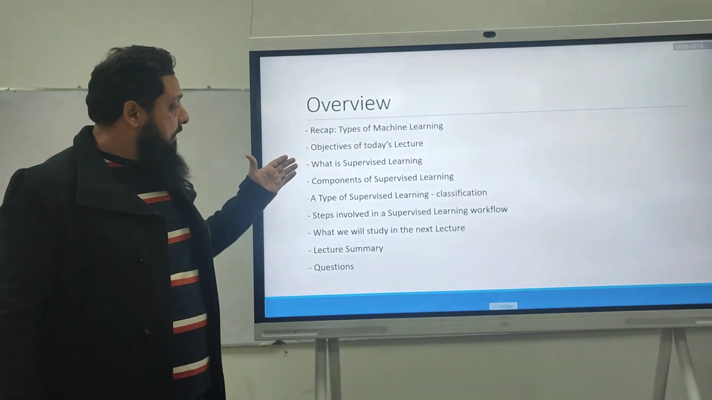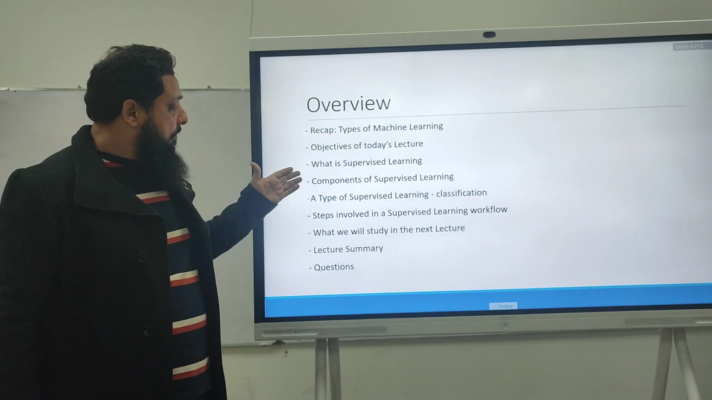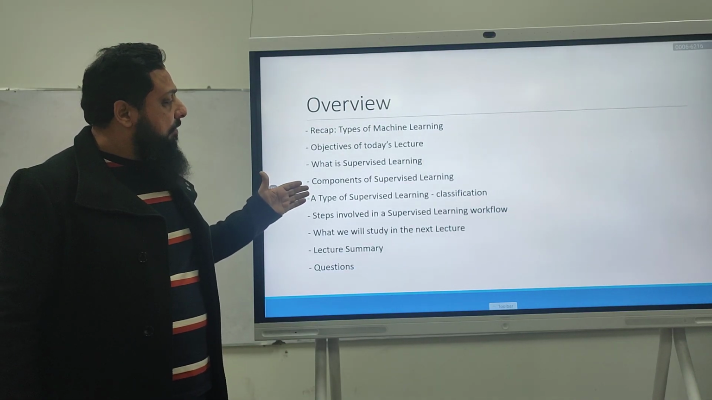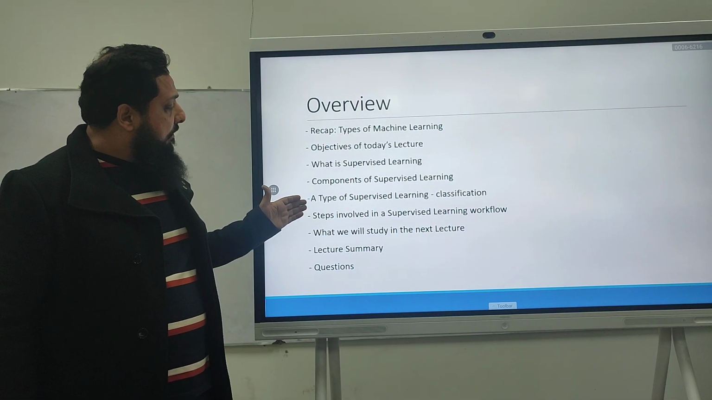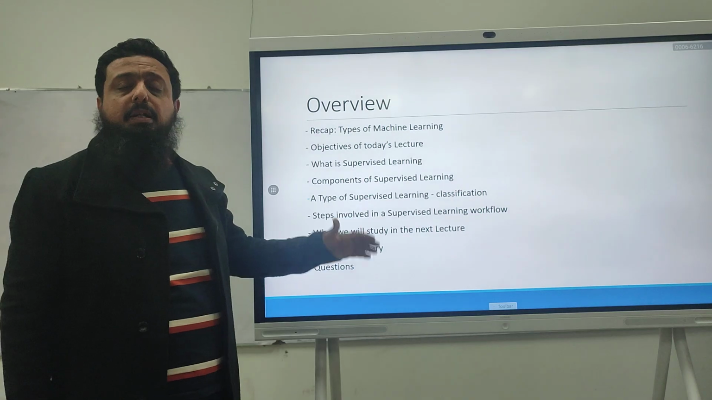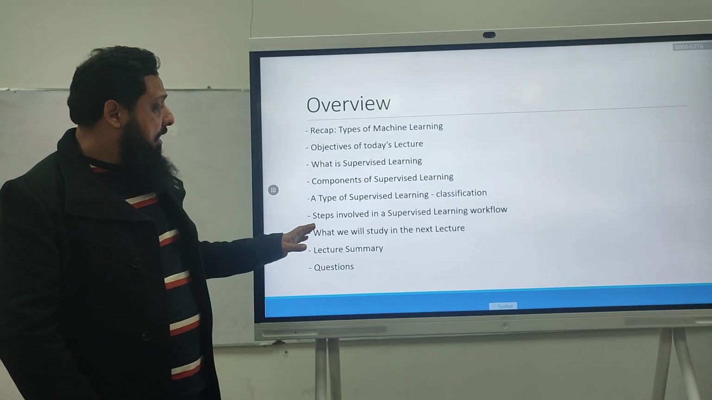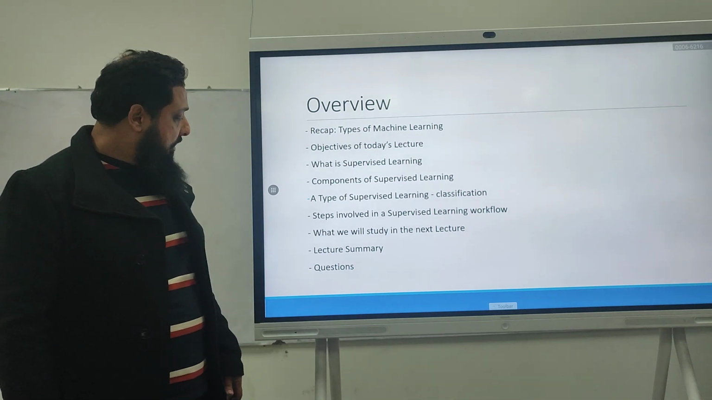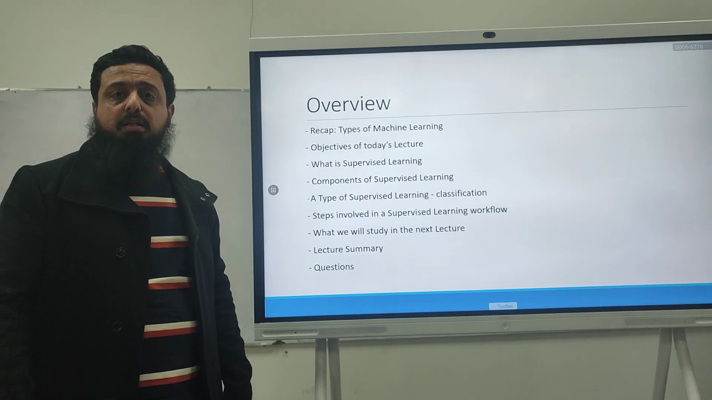What is supervised learning? Today's main topic. What are the different components of supervised learning? Then we will look at a type of supervised learning, which is classification. And then we will see what are the different steps involved in a supervised learning problem. And then we will see what we will study in the next lecture. And at the end we will look at the lecture summary, and then you will have a chance to ask questions.